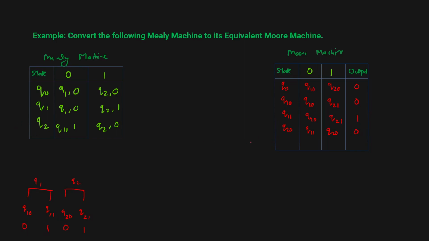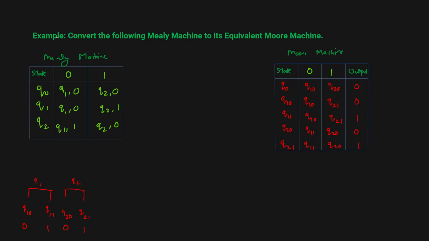Now the last one is Q21, the second variation of Q2. What happens over here? If you get input 0, you are going to Q1 where the output is 1, so again it is Q11. And if you get input 1, you go to Q2 with output 0, so Q20. But for Q21, the output associated is 1.